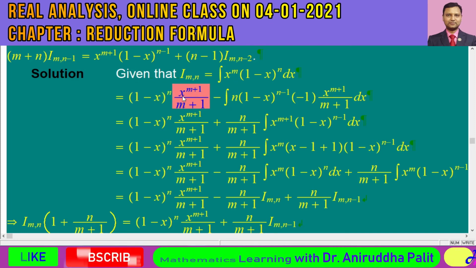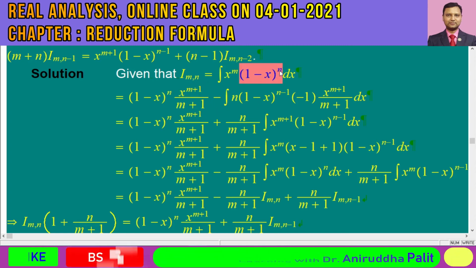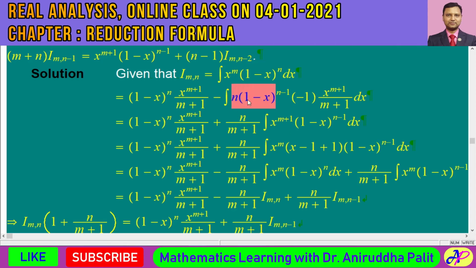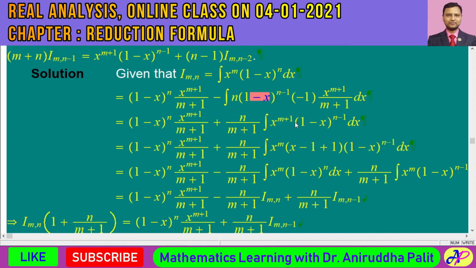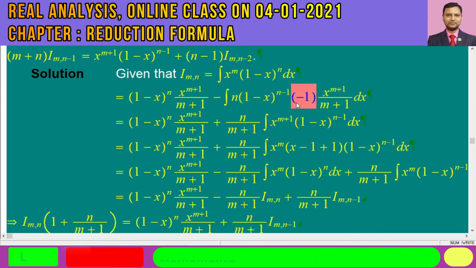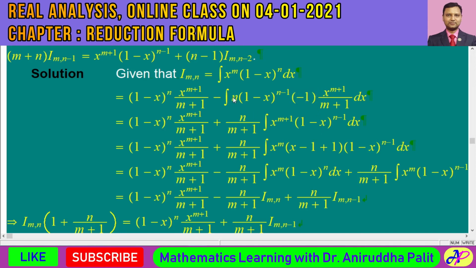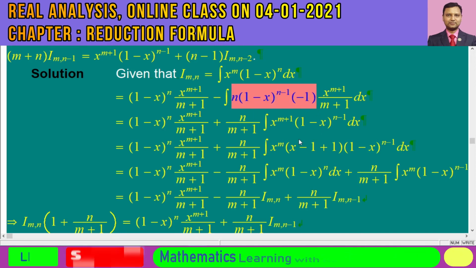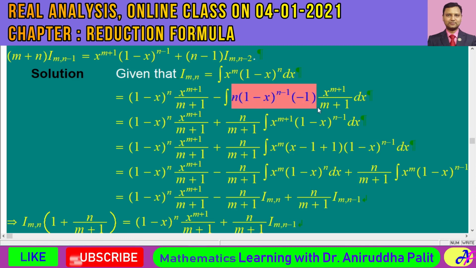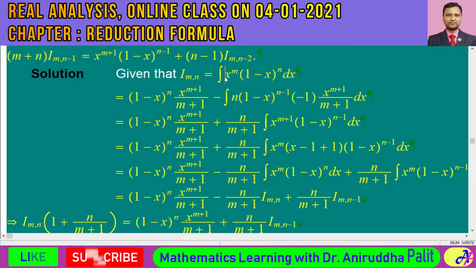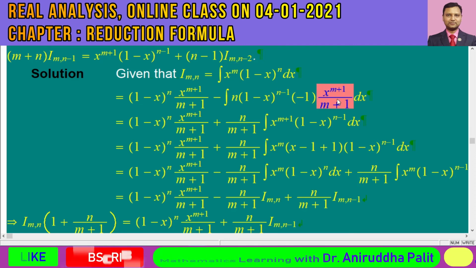Whenever it is integrated, we will have x to the power of m plus 1 divided by m plus 1, minus the derivative of the first function. So n into (1 minus x) to the power of n minus 1, and again this 1 minus x has to be differentiated by chain rule. So it would give us minus 1. This total expression is actually the derivative of the first function. This is the first function, (1 minus x) to the power of n. Okay. And then the integral of the second function, x to the power of m should be integrated. So x to the power of m plus 1 divided by m plus 1 dx.